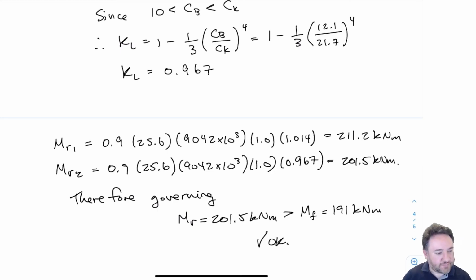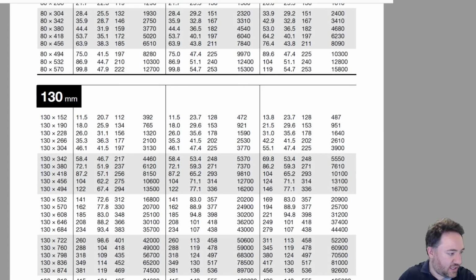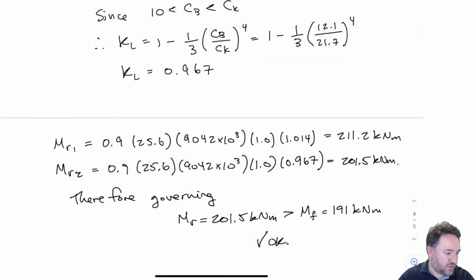Good to go. All right, so what did the table say that it was? Let's go back and recall. So if I go back to the table, the selection table, we had 130 by 646, and it was supposed to be 208. And because we had a KL that was a little bit less than 1, it went from 208 to 201.5. No problem.